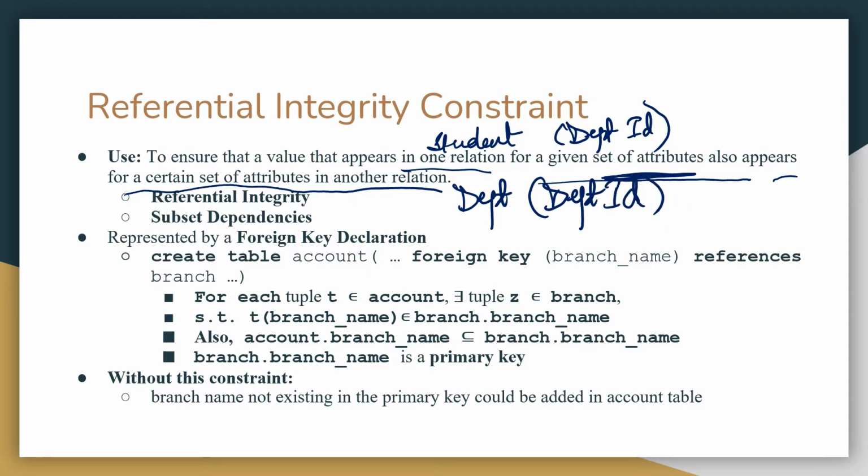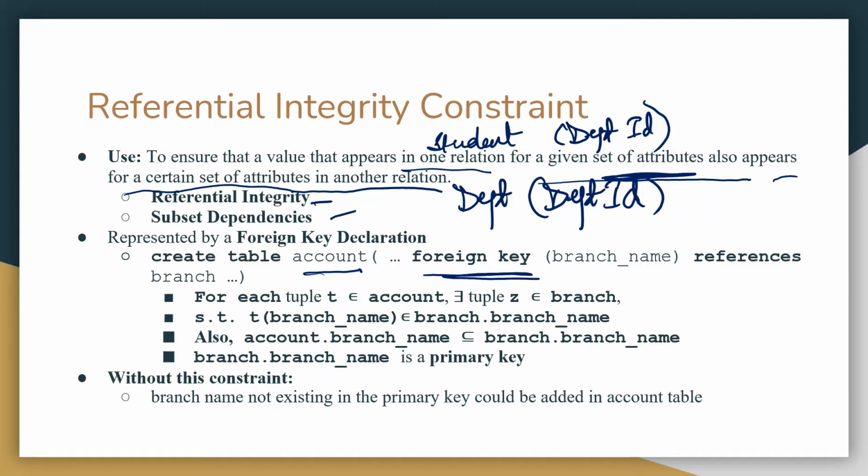So it is also named as referential integrity constraint or subset dependencies, and it is represented by a foreign key declaration. Now let's see the syntax, how we represent it. So let's suppose I am creating a table account. I will write create table account. Then I'll name all the attributes in that table. And it will have an attribute, let's say branch name, and then I say that this branch name is a foreign key. So how do I write it?